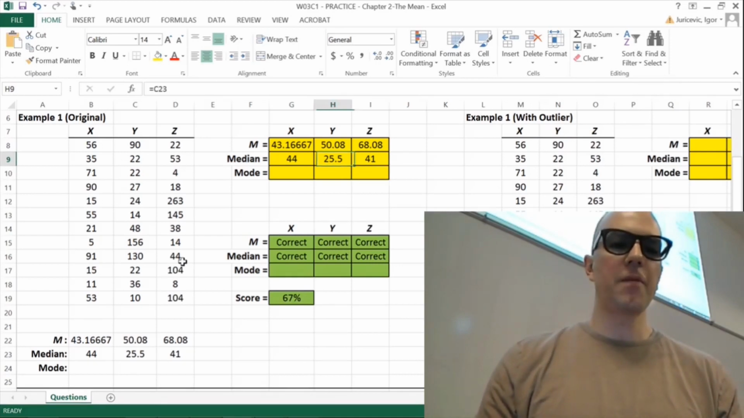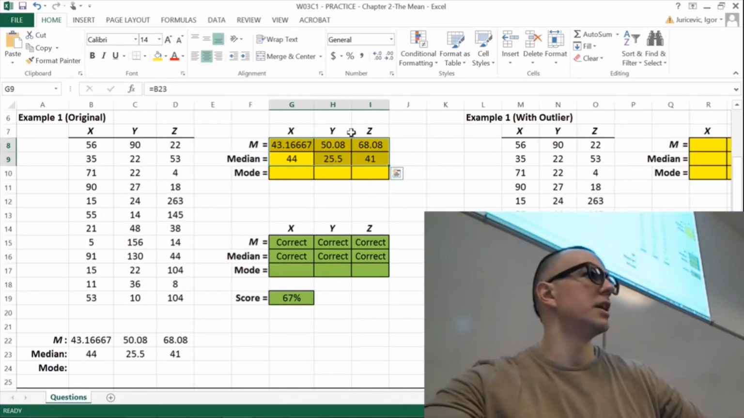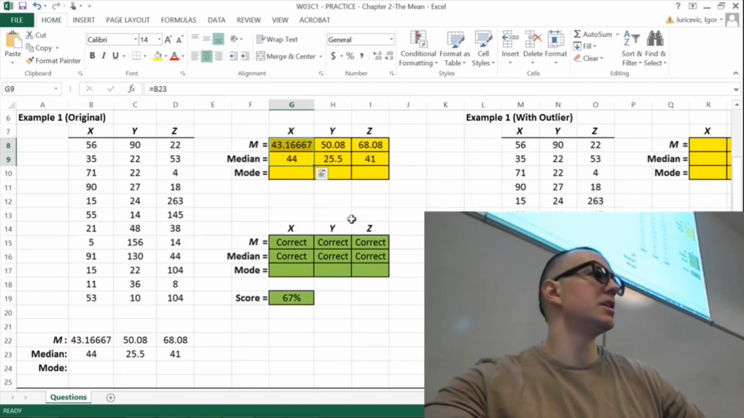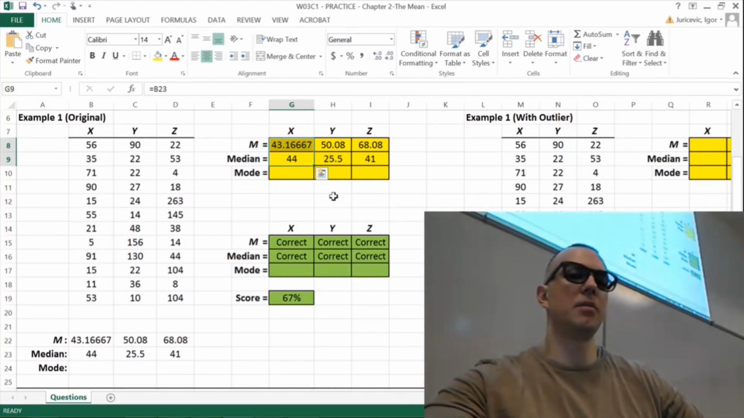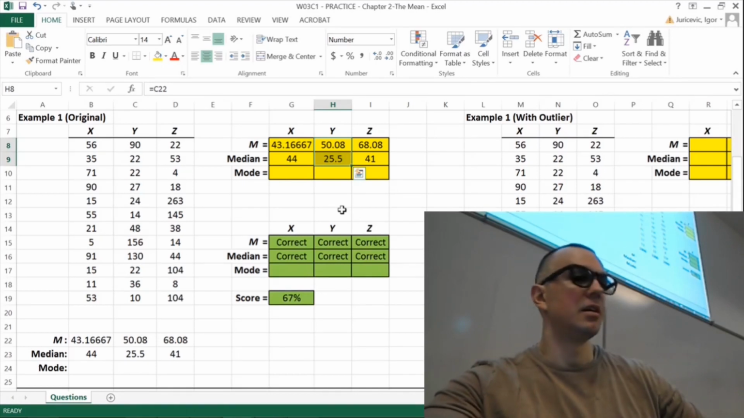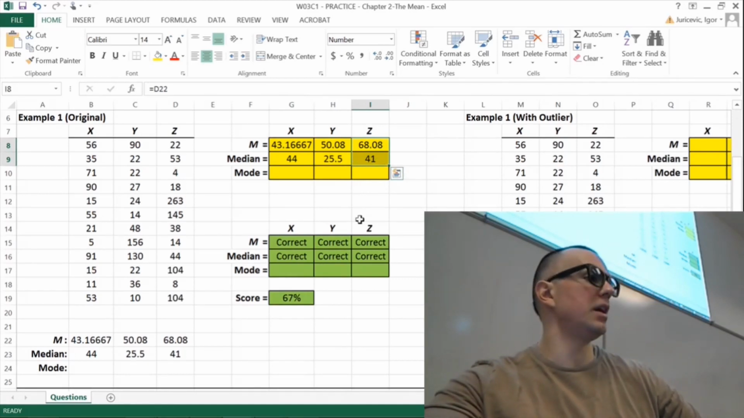So right now, before we calculate the mode, I want you to take a look at the means and the medians for these three scores. And notice that for the x scores, the median is very, very close to the mean. The mean is 43.17. The median is 44. However, y has a very different median from the mean. It's almost twice as much. The mean is almost twice what the median is. And also for the z-scores, very different mean from the median.